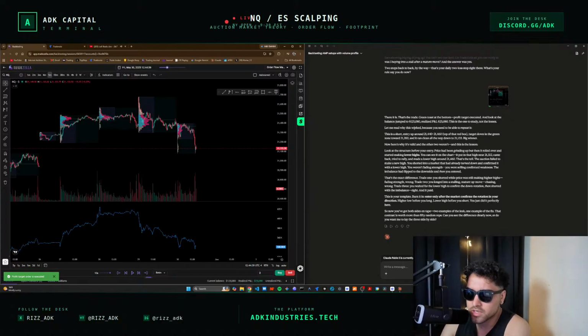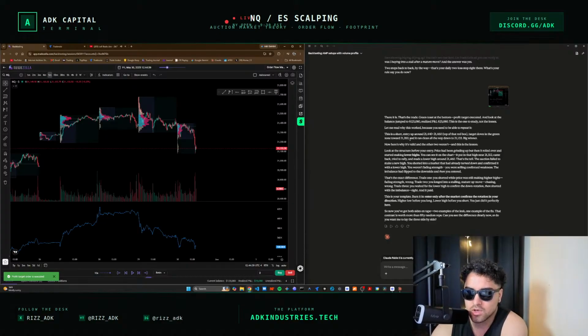This is a short entry around 21,440, 21,460, top of the red box, target down in the green zone towards 21,200, and it ran clearly all the way down to 21,113. Big winner. Now here's why this one was valid and the other two weren't, and this is the lesson.